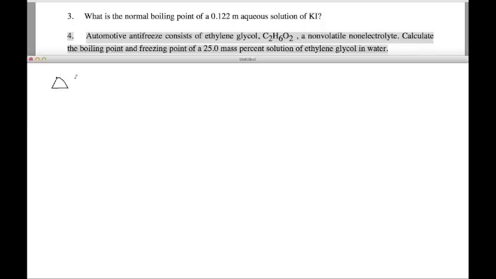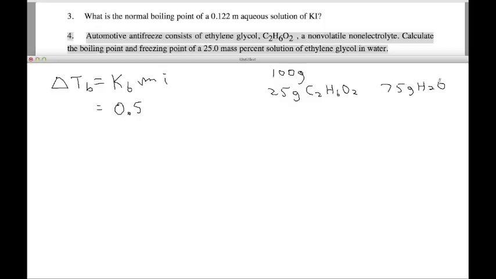Delta TB is equal to KB times m times i. KB for water, although they don't give it, I'll just say 0.5 degrees C. And since we are assuming 25% mass, we can assume 100 grams, so 25 grams of ethylene glycol, and then 75 grams of water. So 75 grams is 0.075 kilograms of water. And then 100 grams, that's 24 plus 32 plus 6. 100 grams divided by 62 grams per 1 mole.